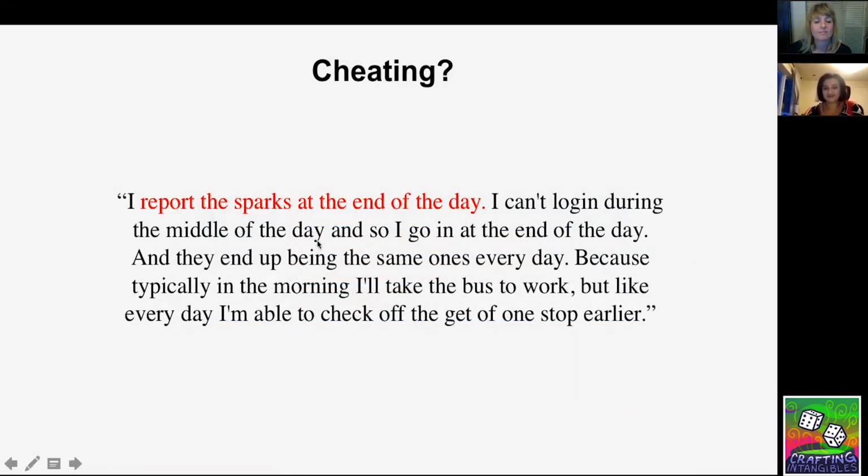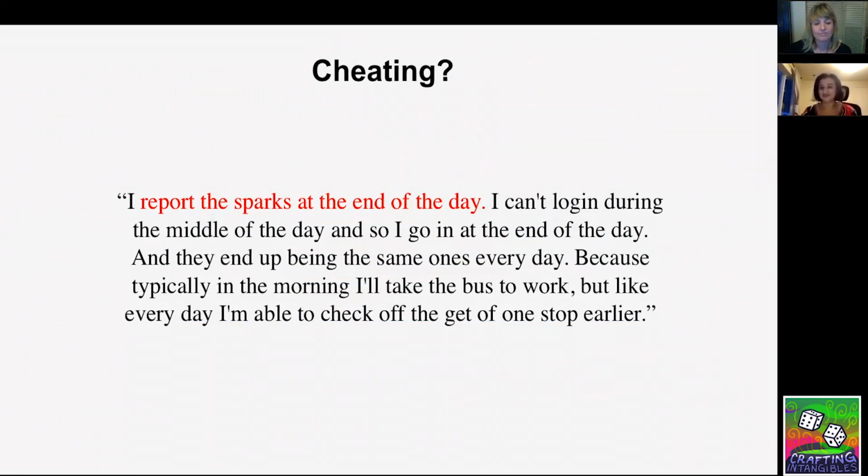I can't log in during the middle of the day, and so I go in at the end of the day. And they end up being the same ones every day, because typically in the morning I'll take the bus to work. But like every day, I'm able to check off, get off at one stop earlier. So it seems like they are waiting until the end of the day, go log into the game, then accept everything, and then complete everything at the same time. So it wasn't a cheating pattern, it was just a bookkeeping pattern for them.